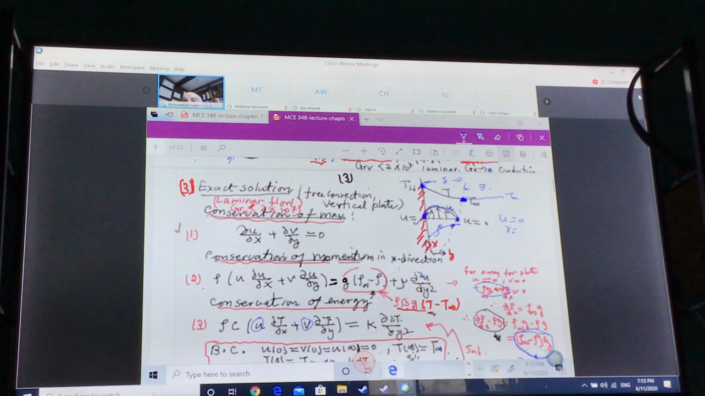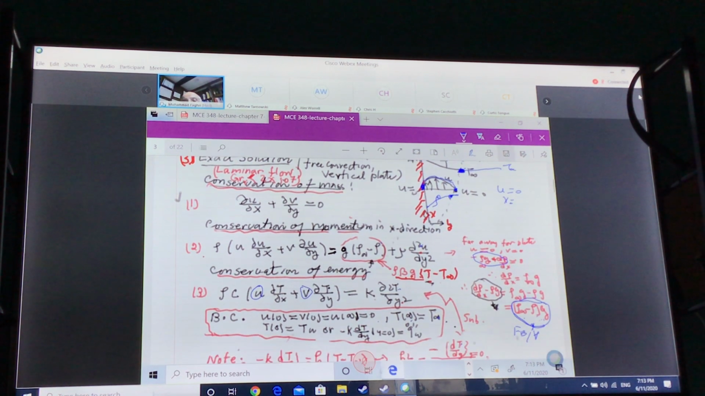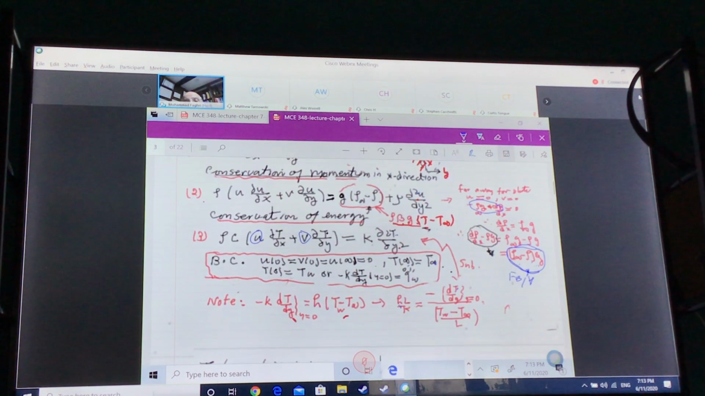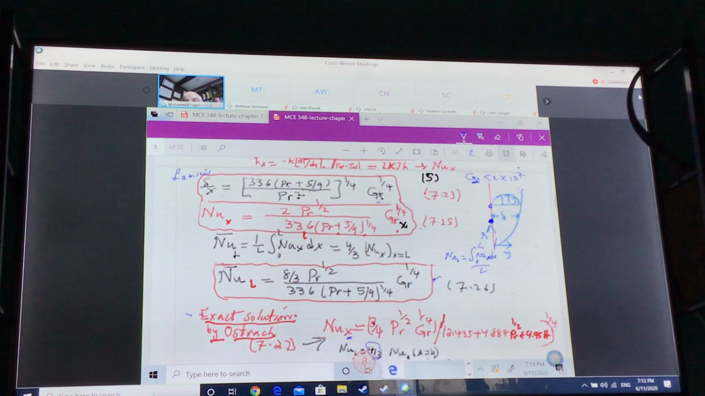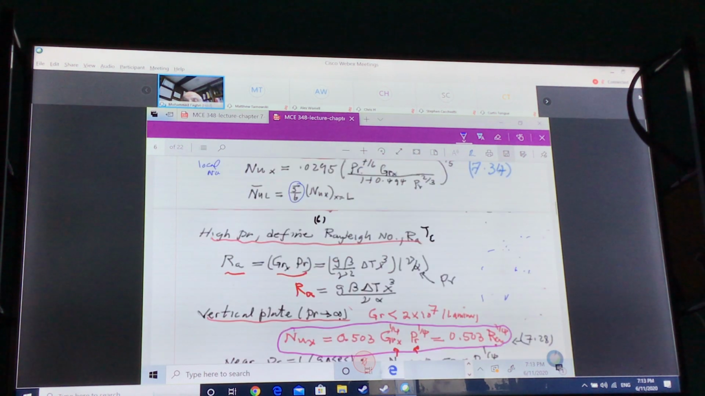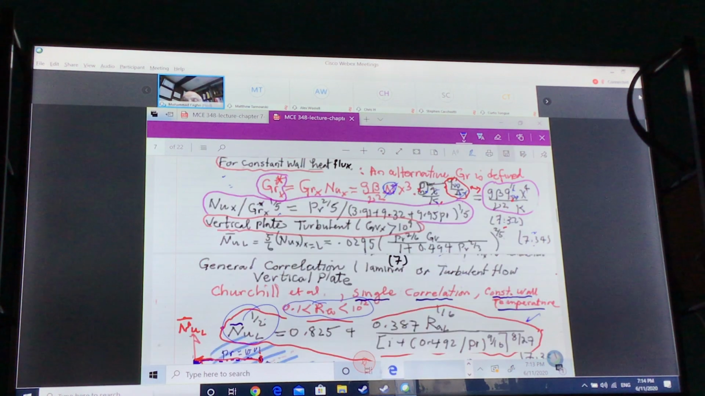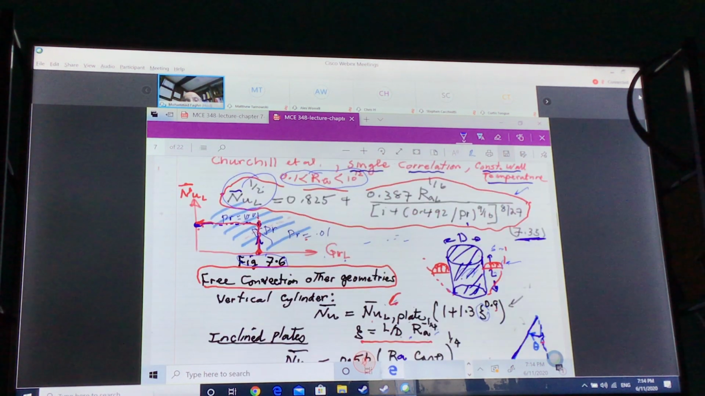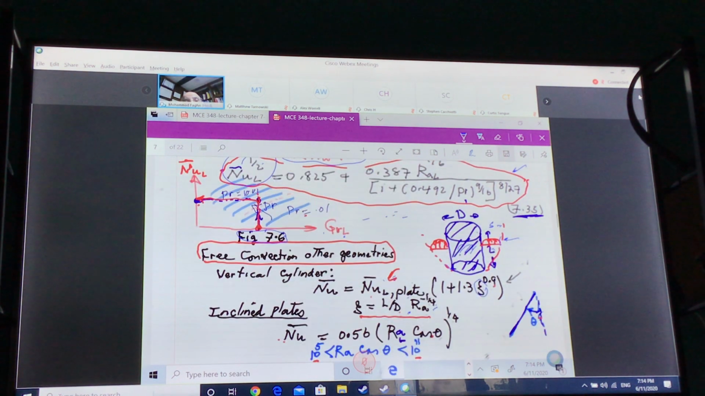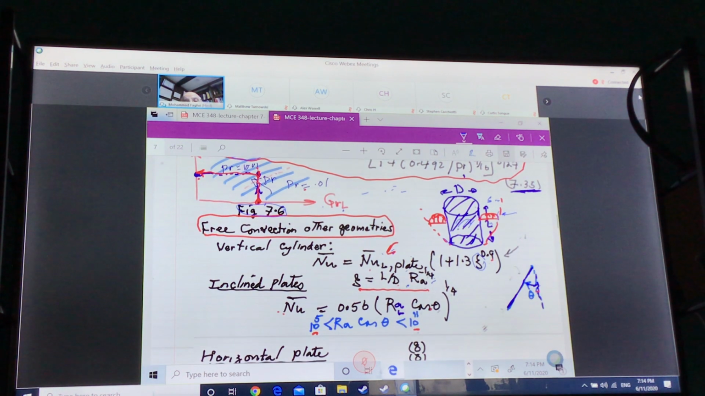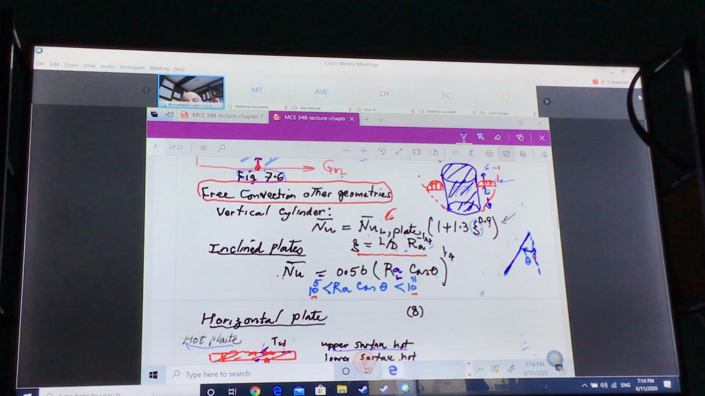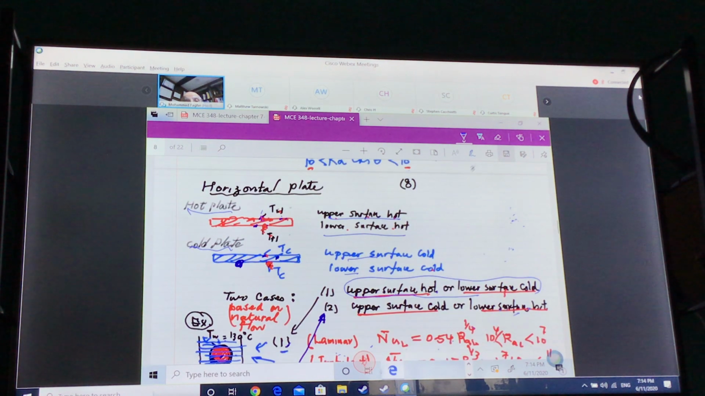A little bit know how the temperature, velocity, density changes. Forget about derivation. The first equation you want to know, there are a lot of correlations for laminar and turbulent flow in the book. I would stick to general correlation for vertical plate, this one. This correlation, Churchill, and the corresponding graph. You could also use it for vertical cylinder. Okay? Then horizontal plate.